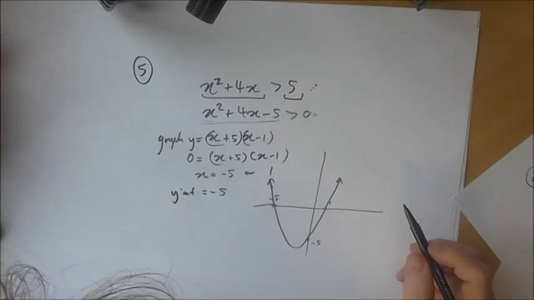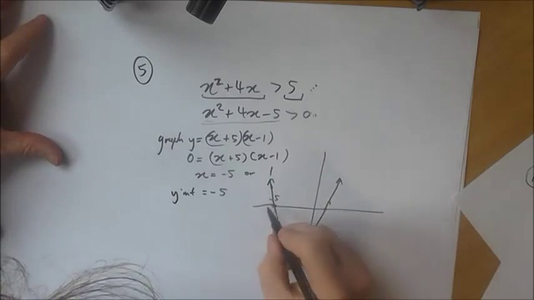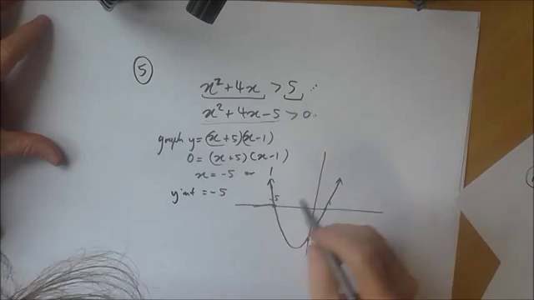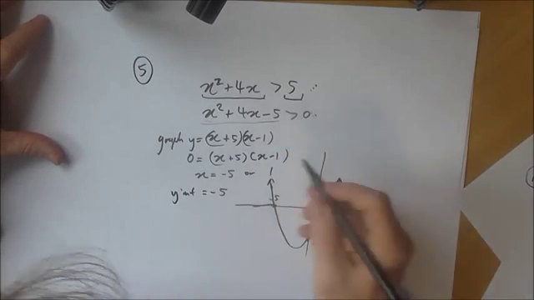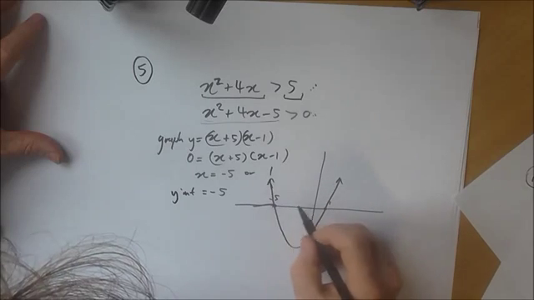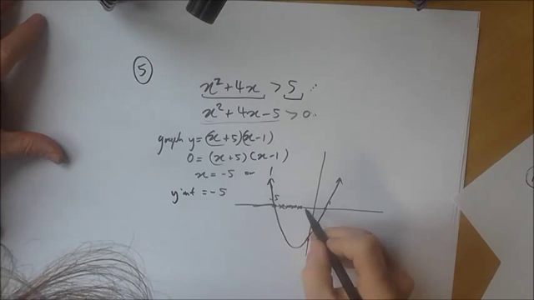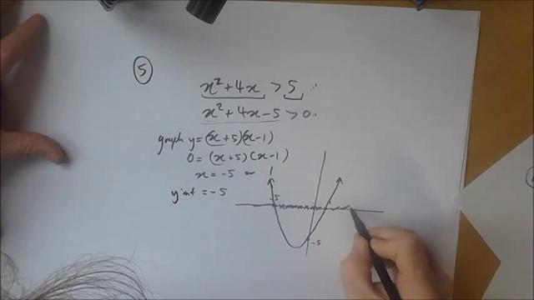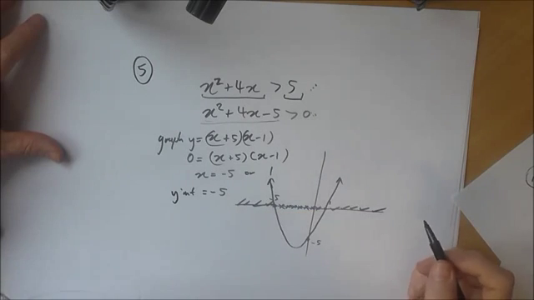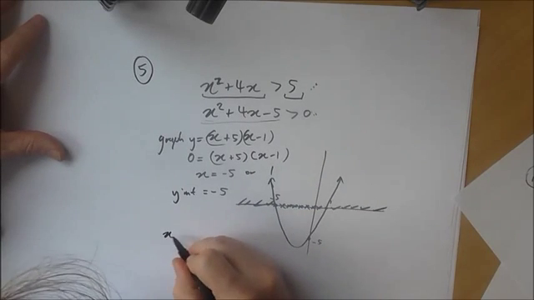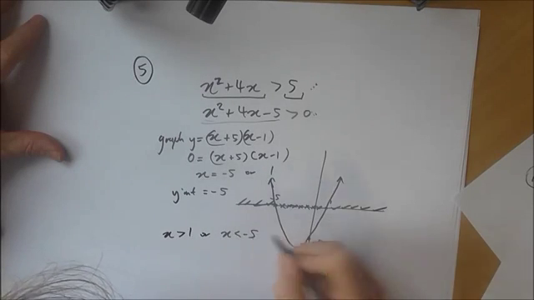Now when is that higher than 0? It's higher than 0 there and there. So converting that to the language of the question, in other words, x values. The x values are not cool there, not cool there, not cool there. Why? Because it's down low there, and it is cool there because it's up high over there, and it is cool over there. So the answer is x is greater than 1, or x is less than -5.